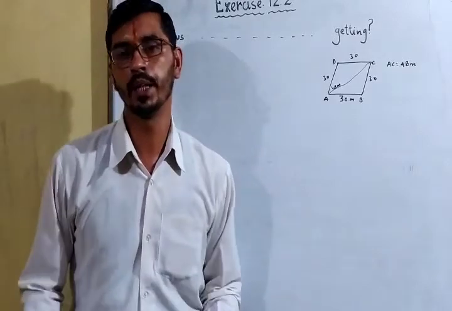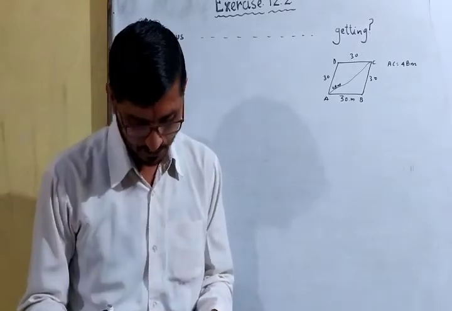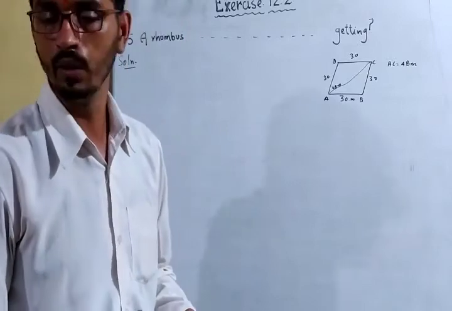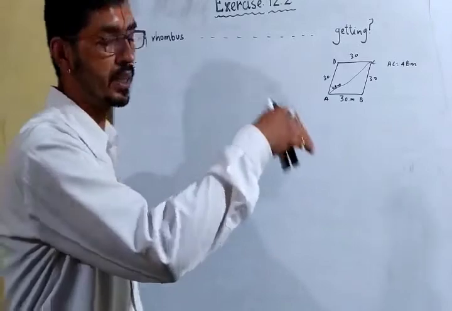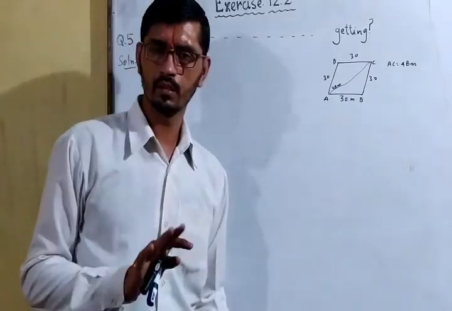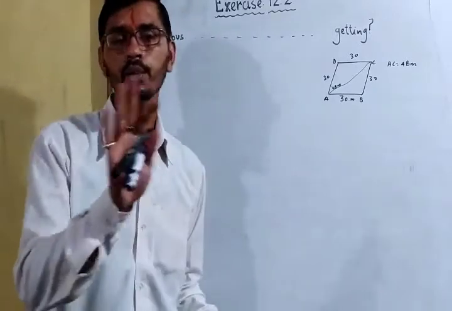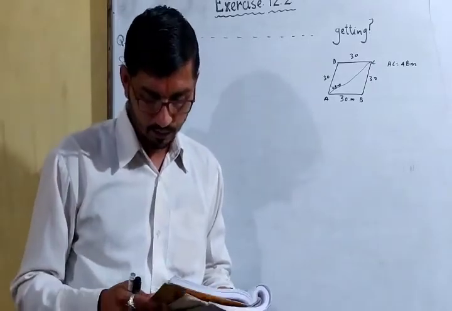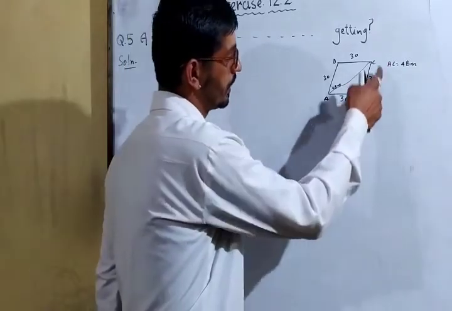Hello, welcome again to the second part of this exercise, that means 12.2. The question is, a rhombus shaped field has green grass for 18 cows to graze. A rhombus field is given and inside this 18 cows are grazing the grass in the field. That means each one will get equal area for grazing. Now if each side of the rhombus is 30 meter, each side is given 30 meter.